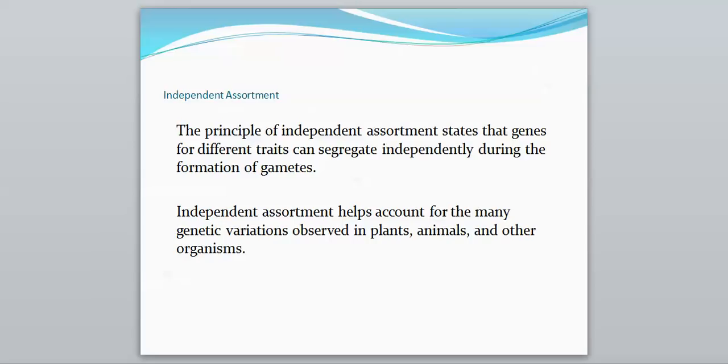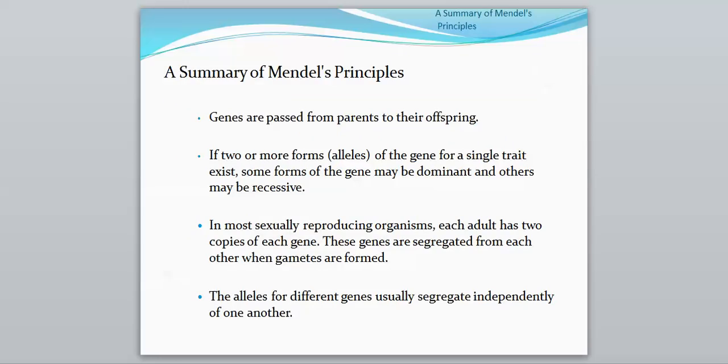So now we will get to a summary of everything that Mendel came up with. Our first principle that Mendel had: genes are passed from parents to their offspring. That's pretty basic. I think we all knew that. We're not going to get anything unless our parents gave it to us. And if two or more forms, alleles, of the gene for a single trait exist, some forms of the genes may be dominant and others may be recessive. That is just stating that one gene is pretty much going to overpower the other, is basically the best way to say that.